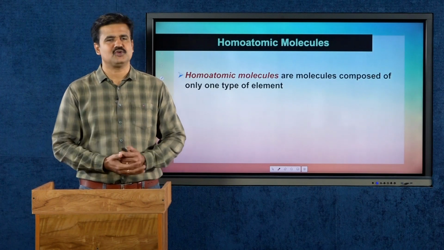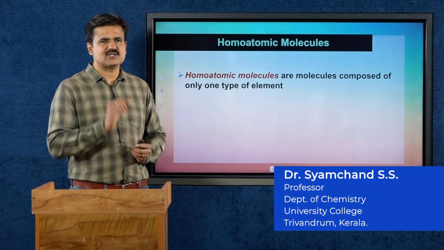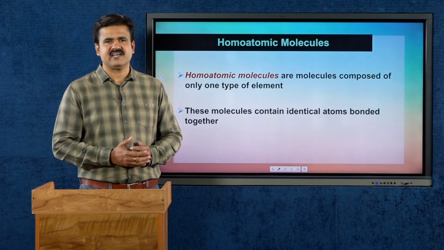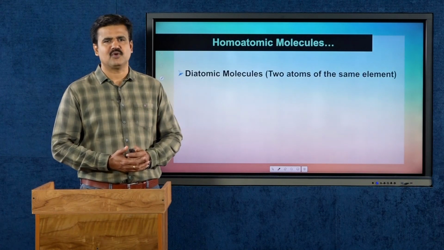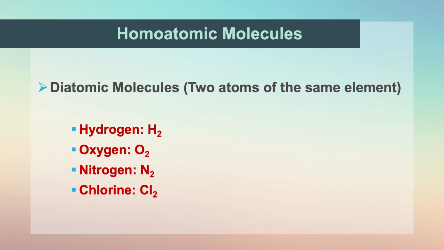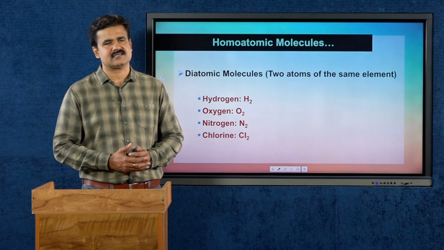What are homoatomic molecules? Homoatomic molecules are molecules composed of only one type of element. These molecules contain identical atoms bonded together. Diatomic molecules are having two atoms of same element. Some diatomic molecules are shown here: hydrogen H2, oxygen O2, nitrogen N2, chlorine Cl2. All these are good examples for homonuclear or homoatomic molecules which are diatomic in nature.